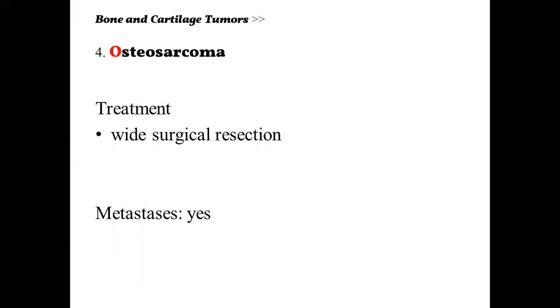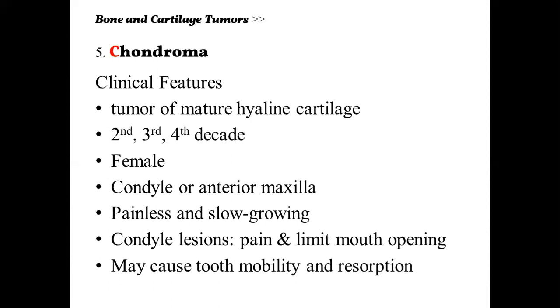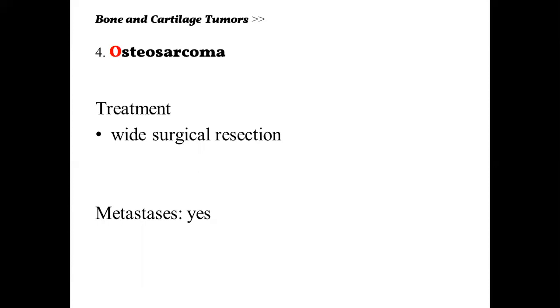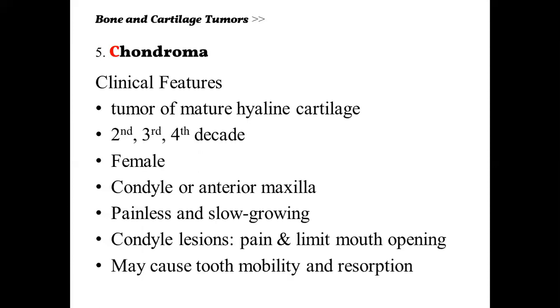Okay. And then, yun. So, I think osteosarcoma was the last lesion for the bone tumors. And we can move on to cartilage tumors. The first of which is chondroma. Okay, chondroma is a tumor of mature hyaline cartilage.